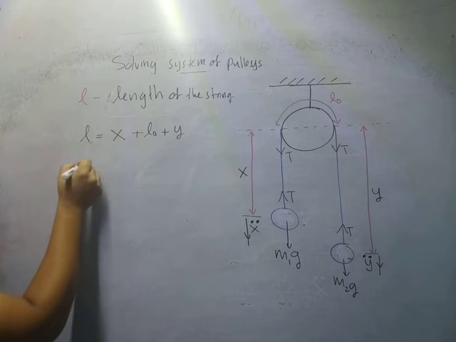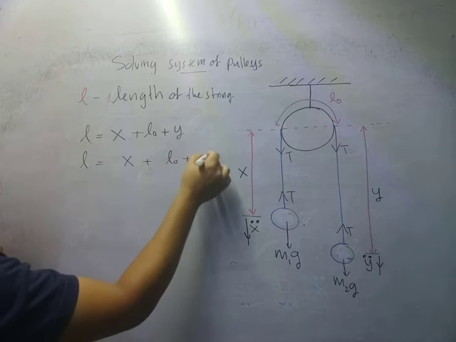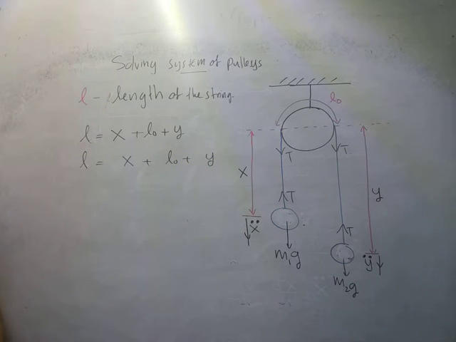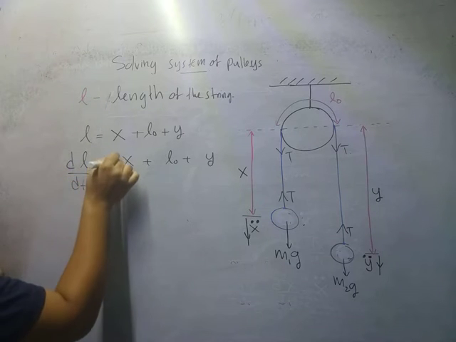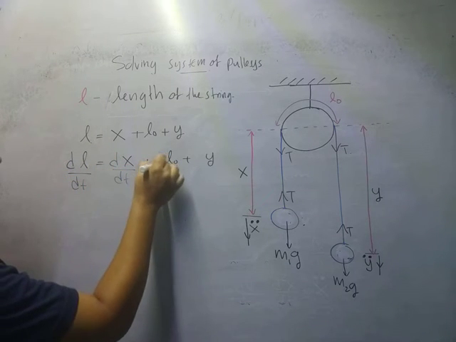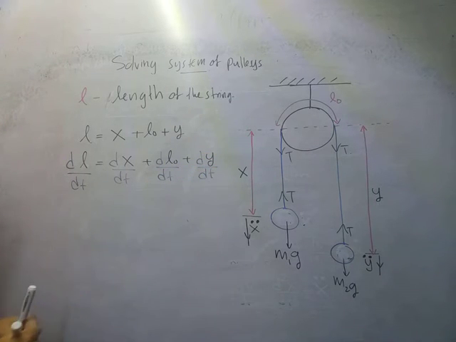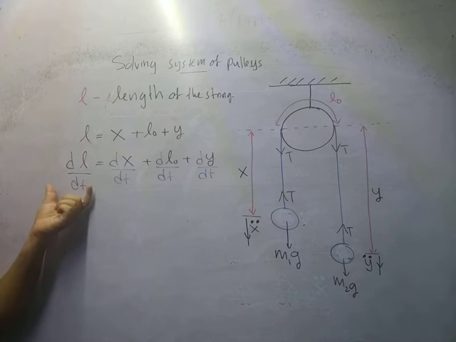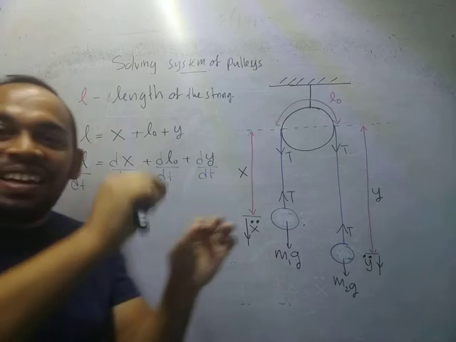Now I'm going to derive this whole thing with respect to time. L x L naught y. This is what I'm going to do. dl by dt, dx by dt, dl naught by dt, dy by dt. Okay. Now we know that dl by dt, this part will not change. And this is the rate of change of the length of the string.